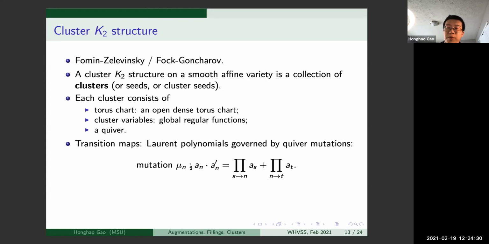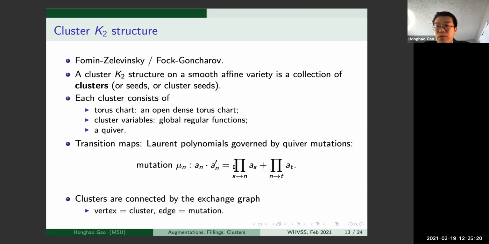So below this formula shows you an example of how the transition map looks like. Just a single mutation. What happens is that when you mutate from one cluster chart to another one, you get new cluster variables. And this new cluster variable, which I label with prime, will have to look like this regarding all the old cluster variables, which don't have the prime. So when I move it to the right-hand side, you see this is a Laurent polynomial. So you can see that this puts a lot of constraints between these clusters.